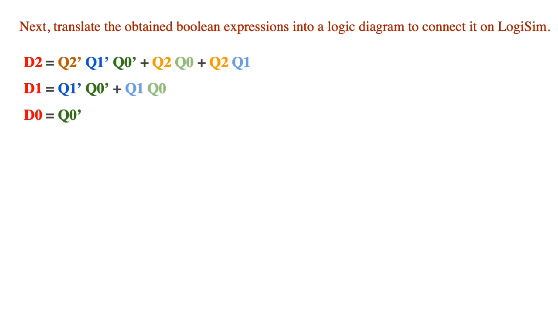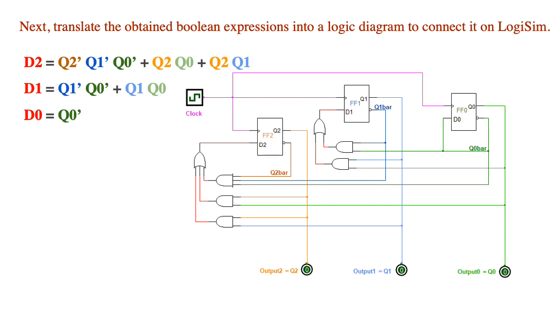Now, the final step is to convert or translate the Boolean expressions obtained in the previous slide into a circuit logic diagram, so we can implement it using any software. Here I have color-coded each of the signals needed. So we have Q2 bar in dark orange and Q2 in bright orange and so on. Notice that the same clock is actually connected to all three flip-flops that are being used here.